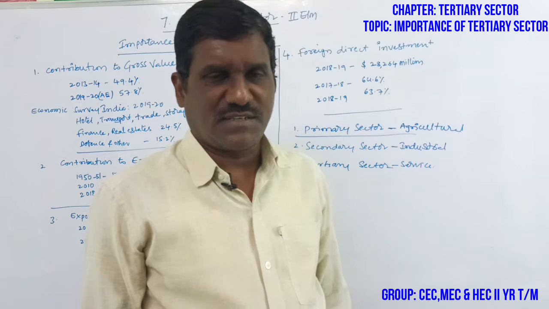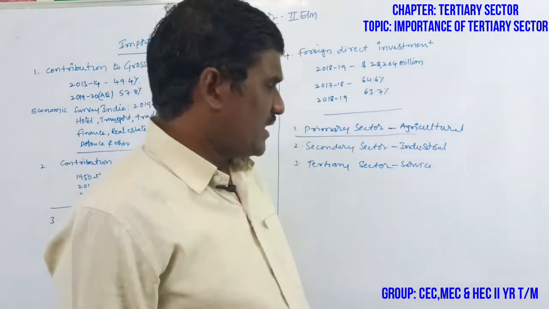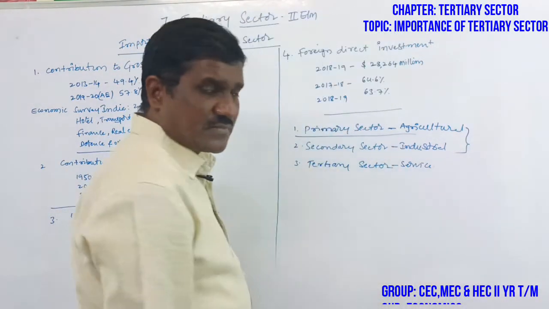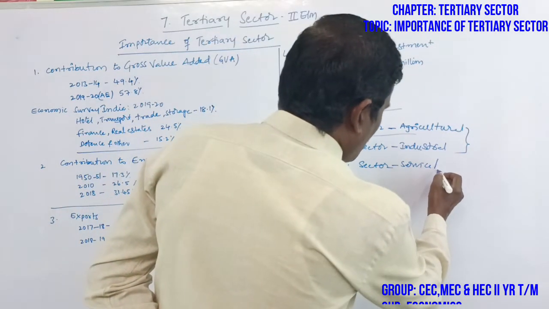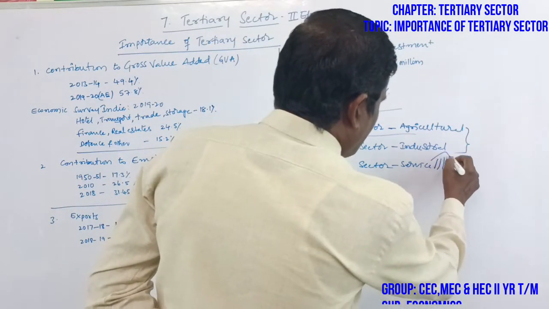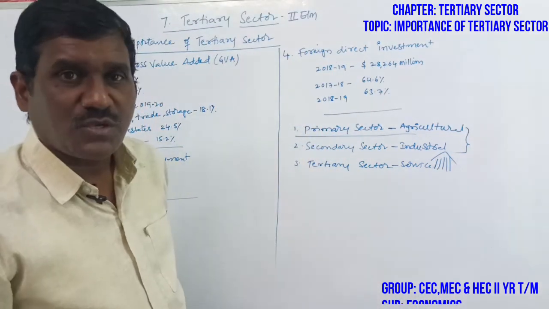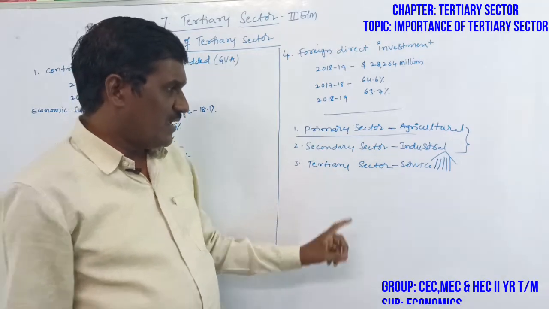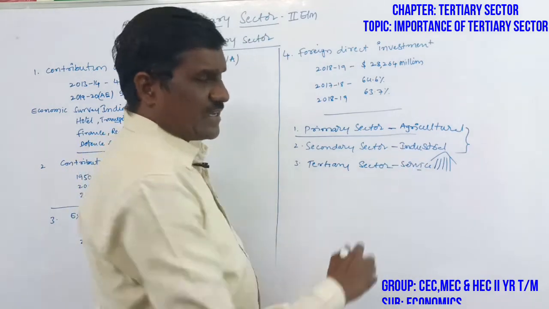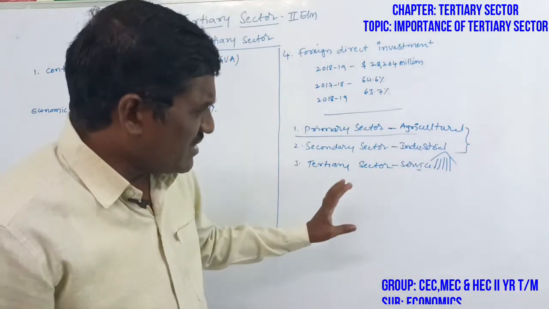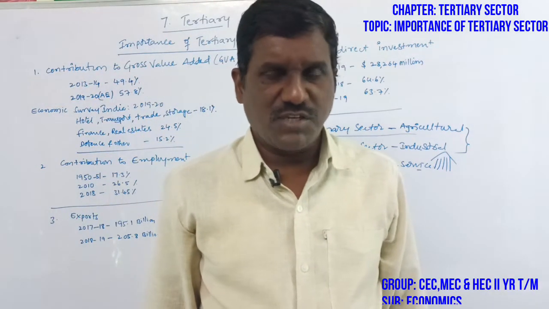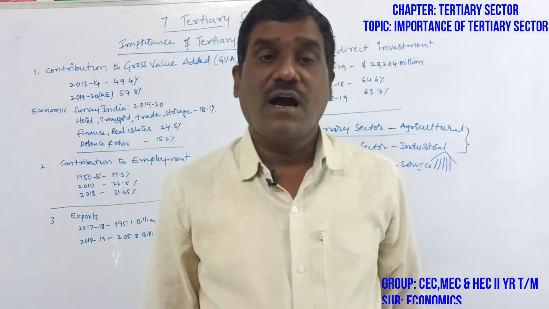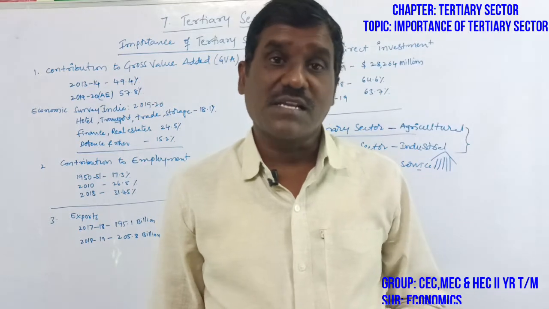Tertiary sector is the third sector. It is a priority sector. The tertiary sector always supports the industrial and agriculture sectors. So it is the third sector, also known as the service sector. In the service sector, health, education, transport, banking and insurance come under the tertiary sector or service sector.